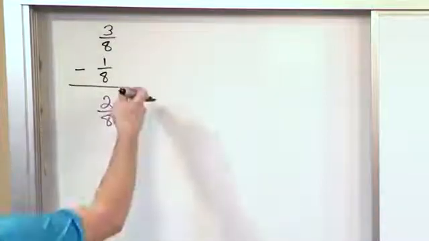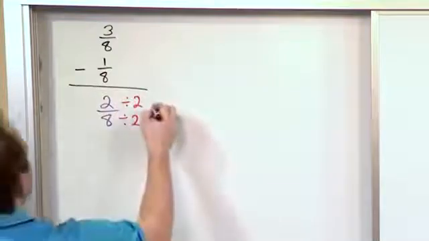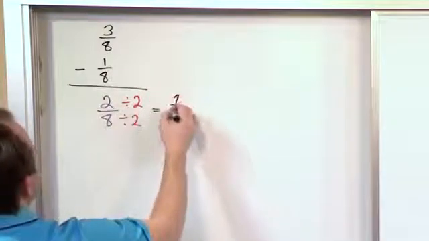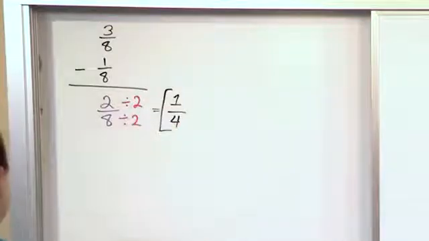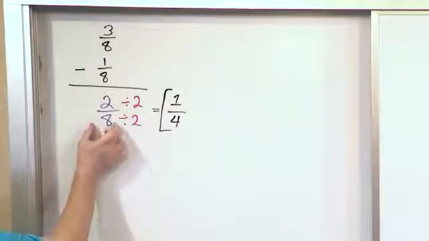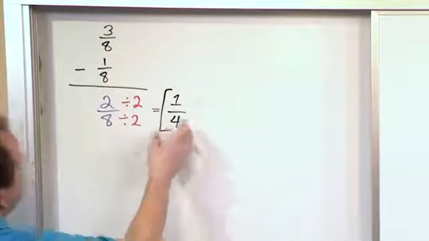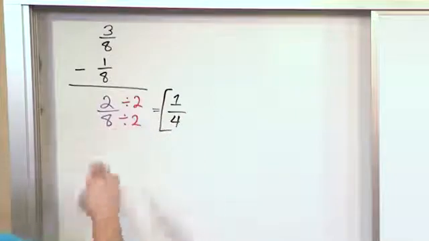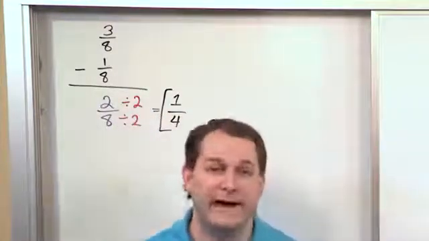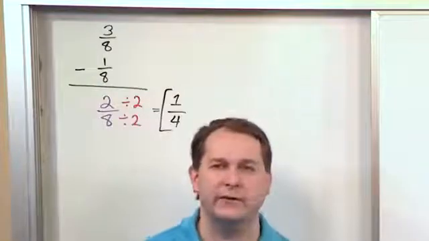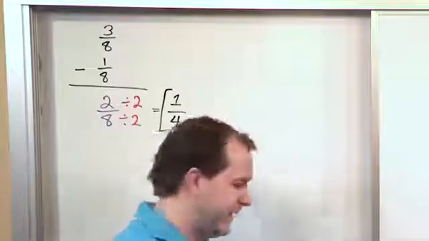Remember, you can divide a fraction by anything you want as long as you do it to the top and to the bottom. So 2 divided by 2 is 1, and 8 divided by 2 is 4. So the answer to this is 1/4. Now, in truth, 2/8, which is what we calculated first, is really exactly the same amount of pizza as 1/4. So they're both the correct answer, but when you work a test, when you work a problem, you always want to simplify the answer. So when you do anything with fractions, when you get to the answer, you want to check and see if it's simplified, and then simplify it after that point.